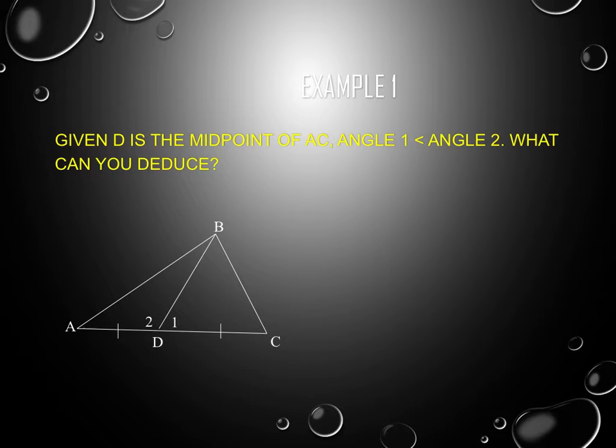Now, in order to use the Hinge Theorem, we need to have two pairs of congruent sides. So because they told us that D was the midpoint, I can see that these are congruent pieces here. AD is congruent to DC. And then I have this reflexive side right here, the BD. So the two angles they're referring to are ADB, which is angle 2, and then BDC, which is angle 1.